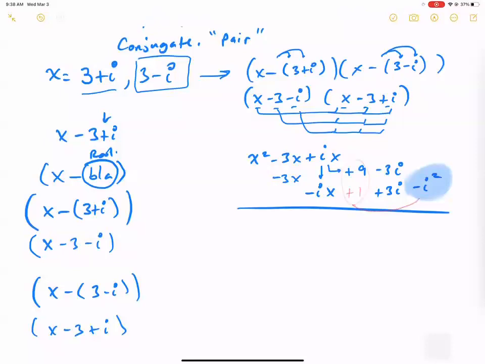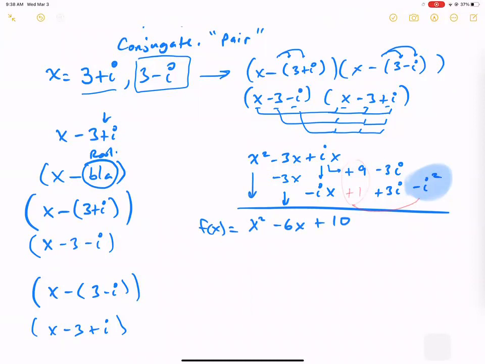So let's combine what we have. We have x squared. We have negative 6x. And we have negative ix plus ix, and negative 3i plus 3i. Those all cancel out. Perfect. And we're left with plus 10. I'm sorry, 9 plus 1 is 10. It turns out this polynomial here has the roots of 3 plus i and 3 minus i.